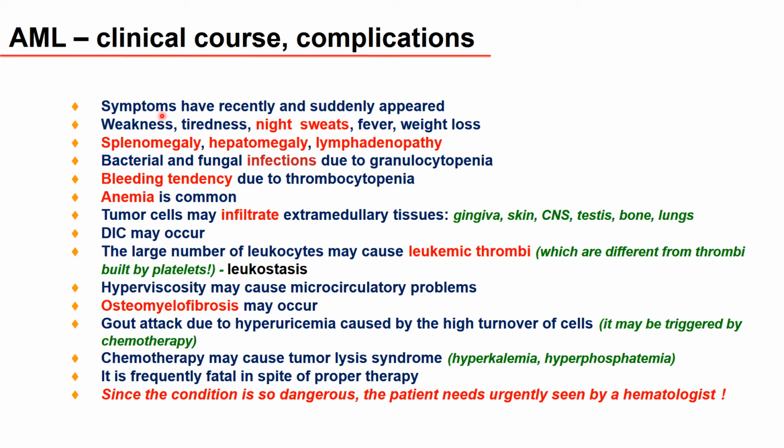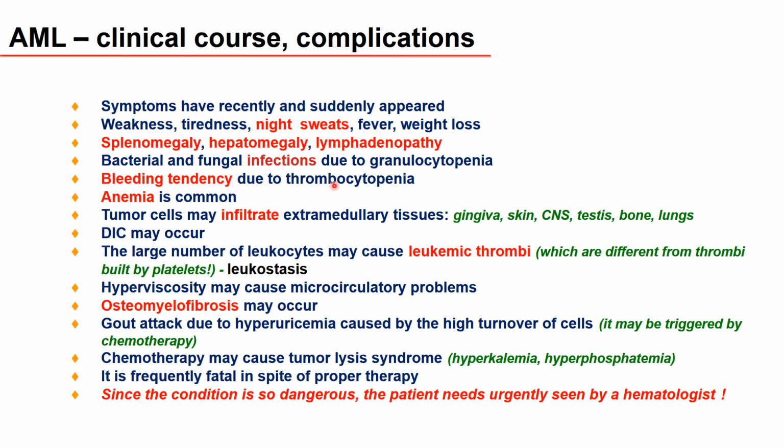Now, let's see the clinical course and complications of acute myeloid leukemia. Usually, the symptoms develop suddenly. Patients will complain of general signs such as weakness, tiredness. A lot of people suffer from night sweats or fever or weight loss. Splenomegaly, hepatomegaly, lymphadenopathy can be seen, or easy bacterial and fungal infection, repeated infection, usually due to altered or decreased granulocyte count, or bleeding tendency.